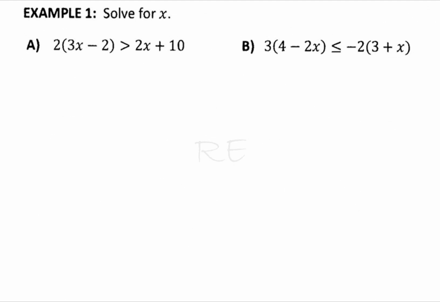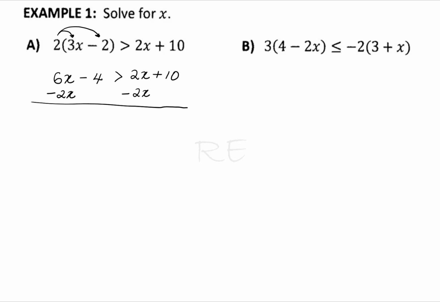Solve for X. Example 1. We are going to use distribution. We'll distribute 2 over 3x minus 2. 2 times 3x, 6x, and 2 times negative 2, negative 4. Strictly greater than 2x plus 10. Take away 2x from both sides. 4x minus 4 strictly greater than 10.